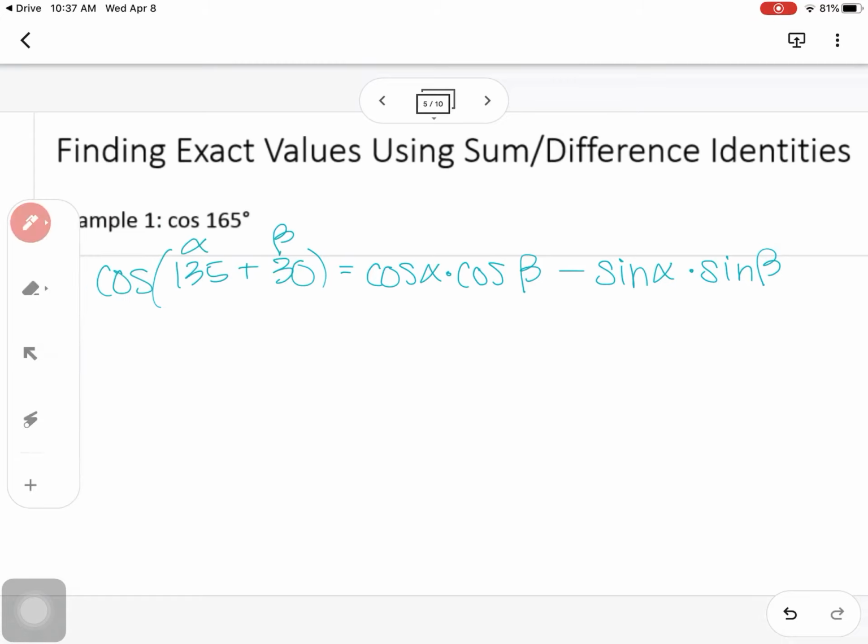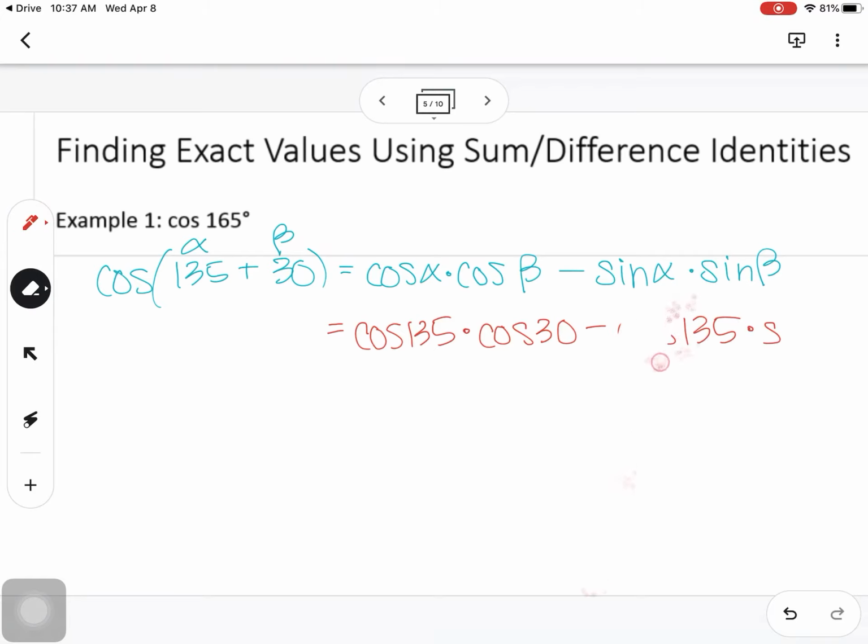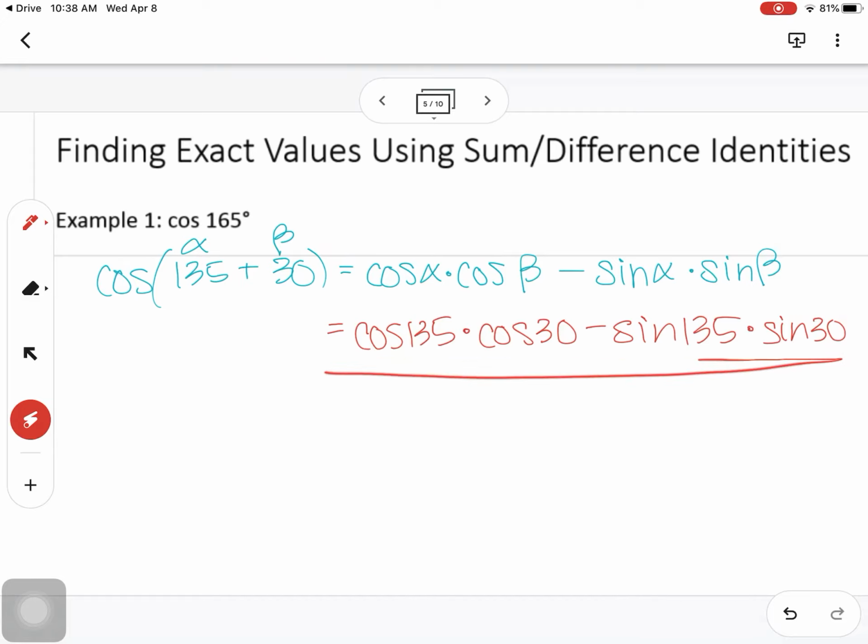So I can go ahead and plug the 135 and I can plug the 30 in each of the spots that it shows up. Oopsies, that should be a sine. What you have done is taken it from a problem that you can't evaluate in your head up until this point and broken it down into 4 exact values that we have been doing since the first chapter of this year. Now we can go through and actually evaluate all 4 of these to be able to simplify this problem.